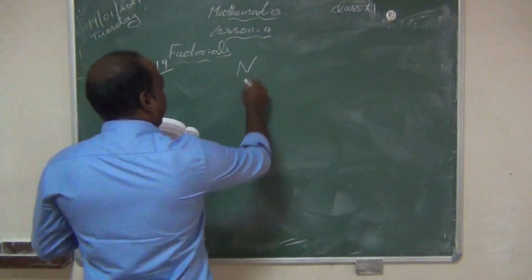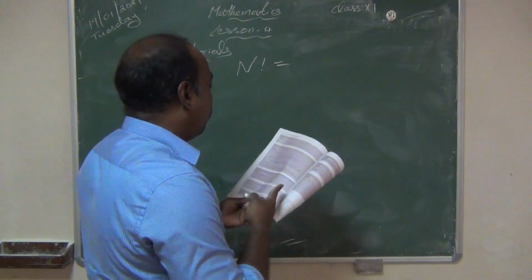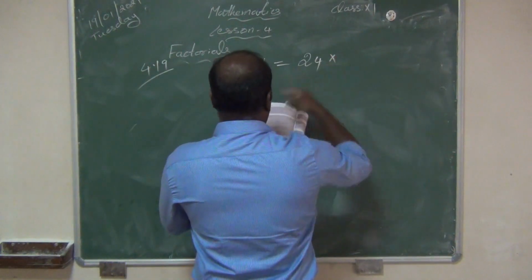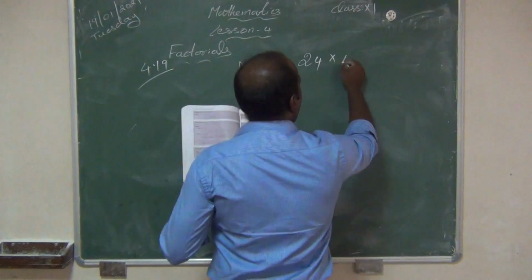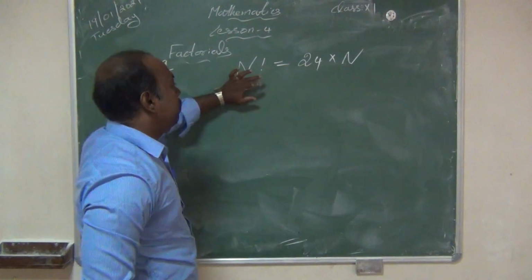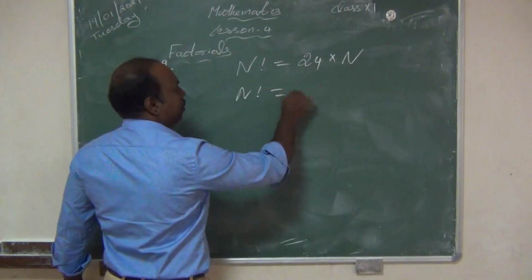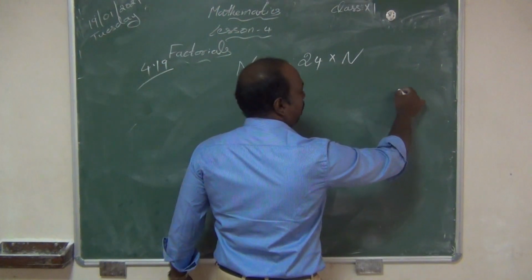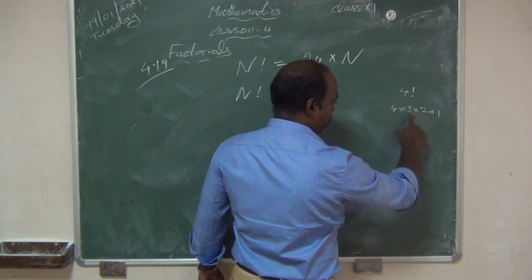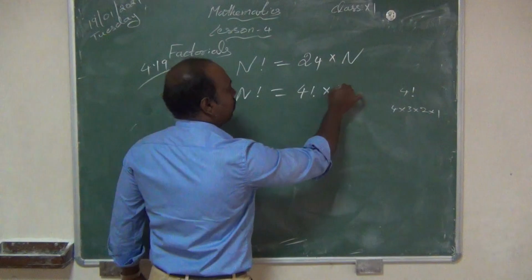So what is given? n factorial equal to the total number of hours. In a day, how many hours? 24. So 24 into n, 24 hours in n days. We have to find the value of n. So this can be written as n factorial equal to 24 into n. Suppose 4 factorial means 4 into 3 into 2 into 1: 4 threes are 12, 12 into 2, 24. So 24 can be written as 4 factorial into n.